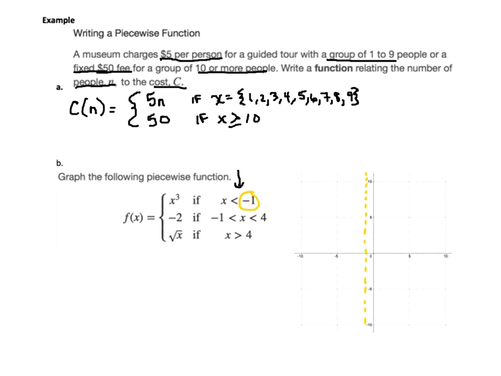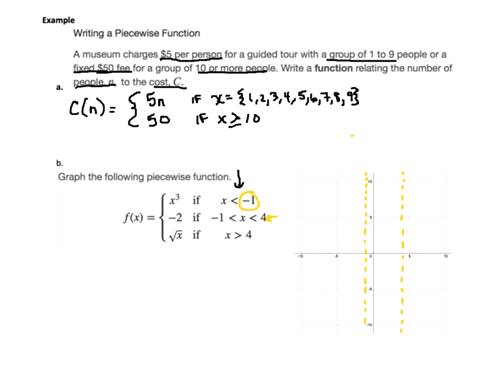And I also have a barrier at 4. You can see in my next domain restriction here, I go all the way up to 4. So in between those 2 yellow barriers is where that middle function is going to live. And then everything after that is going to be my last function. So this is just my own method of doing this by drawing those barriers in.